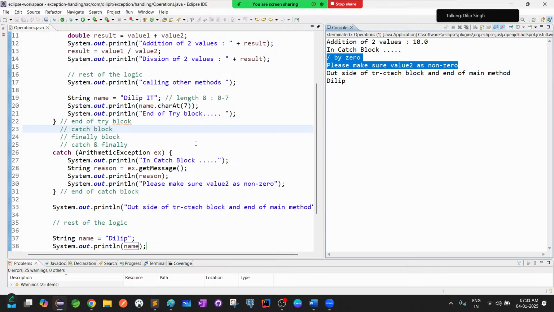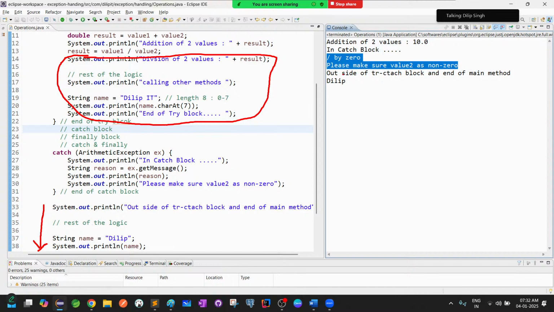And the important thing here is that the rest of the logic is executed. In the earlier case, if you got an exception at line number 13, for example, the rest of the logic was never executed. Immediately the JVM terminated the process and said you got an exception. Now, because the catch block handled the exception, you are able to see this logic got executed. So only some of the logic in the try block is skipped, but not the entire logic.